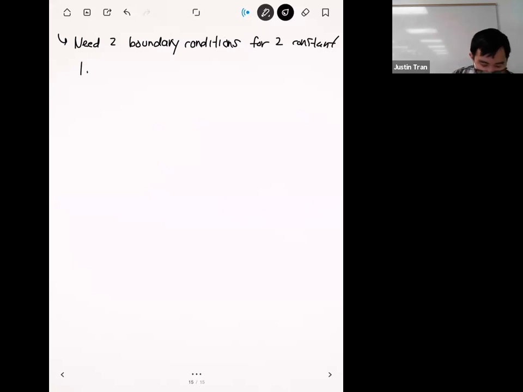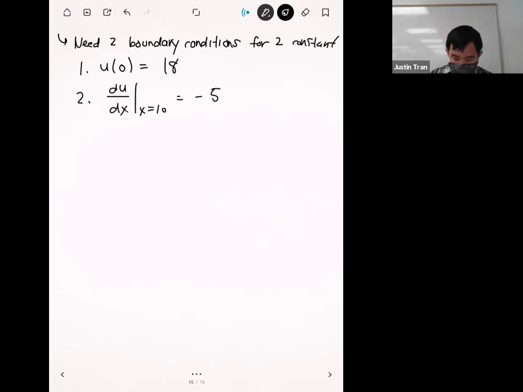And so these I'm just going to specify arbitrarily. Let's say that we have one boundary condition at x equal to 0, so u of 0 is equal to 18. The other boundary condition will be on the derivative: du/dx at x equal to 10 is going to be equal to -5. We're going to specify both of these boundary conditions in order to solve for C1 and C2. Okay, so let's start with the first one.